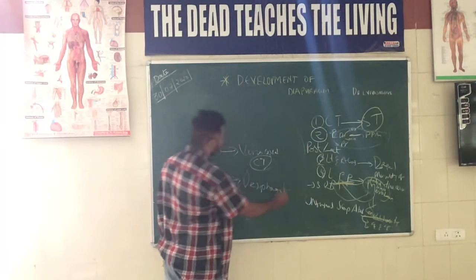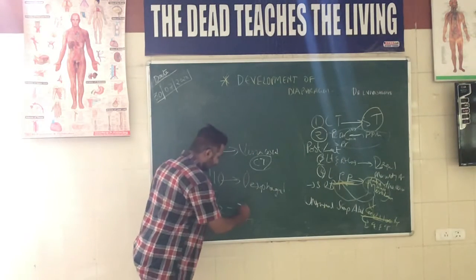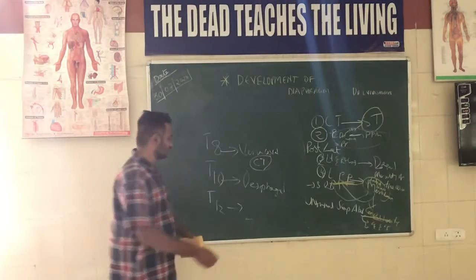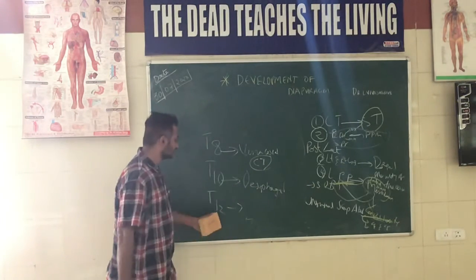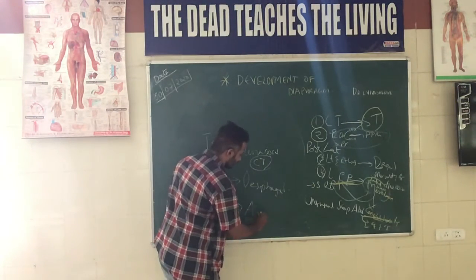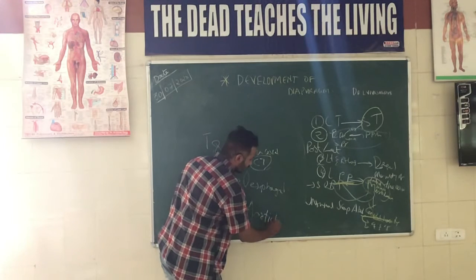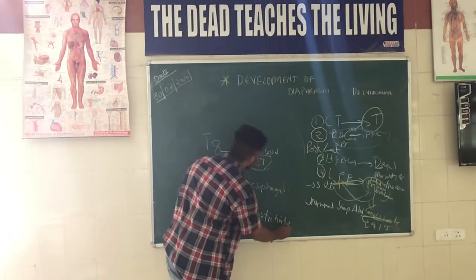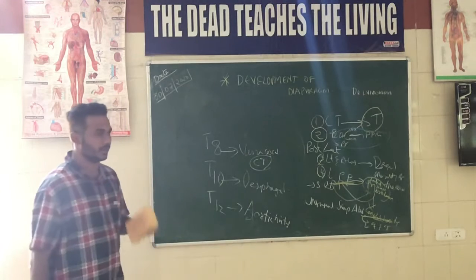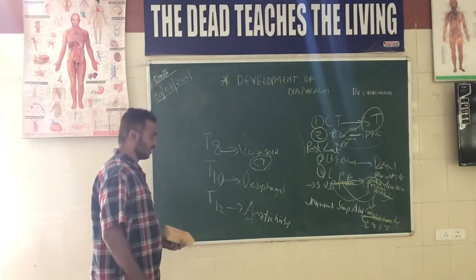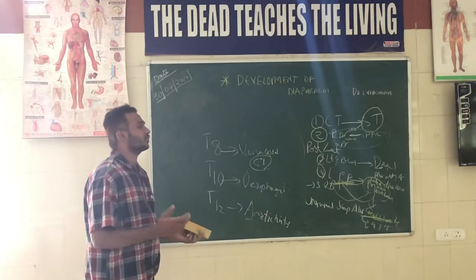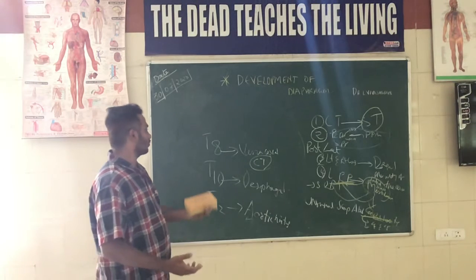Oesophageal opening. At the T12 level, in between the right crus and the left crus of the diaphragm, that will be the T12 opening. This is called the aortic opening or aortic hiatus. So these three are the major openings in the diaphragm, and we have even some minor openings.